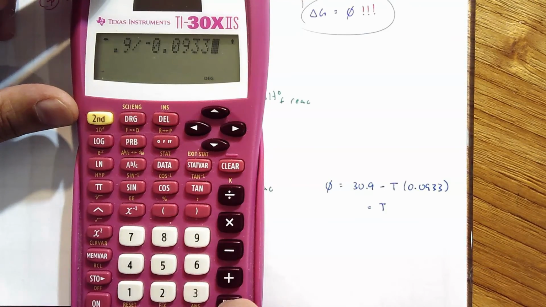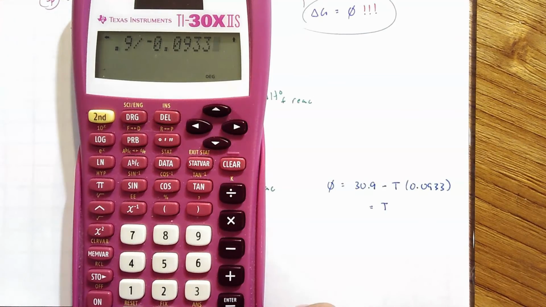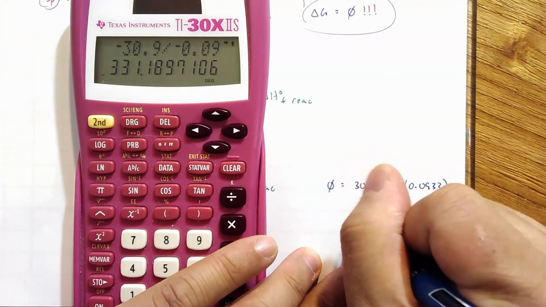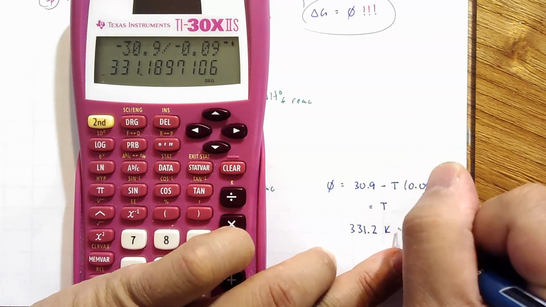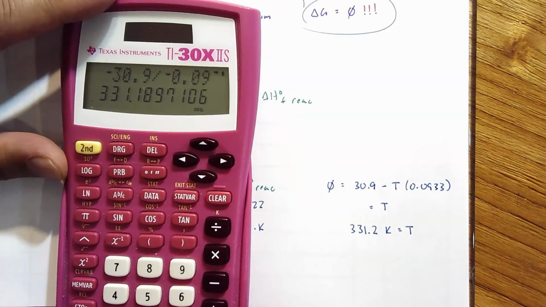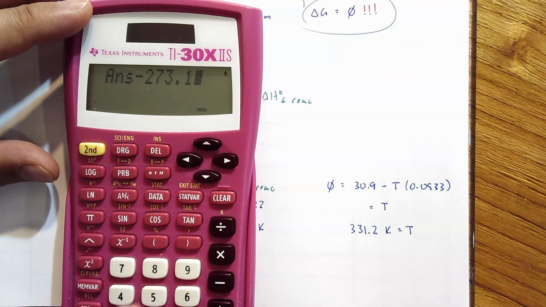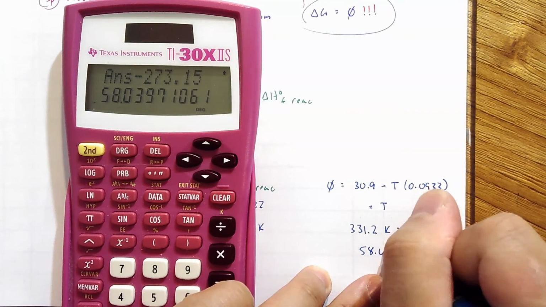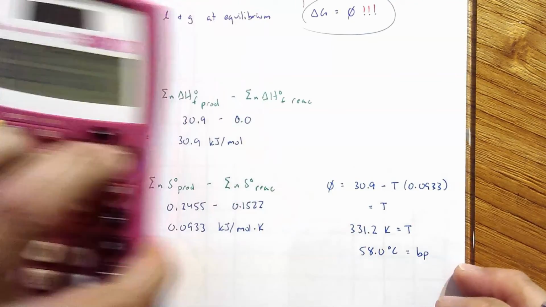The T should be positive, right? In the Kelvin scale, temperature is always positive. Okay, so here we have 331.2 Kelvin equals T, and then let's go ahead and convert this to Celsius, minus 273.15, and we get 58.0 degrees C equals the boiling point.